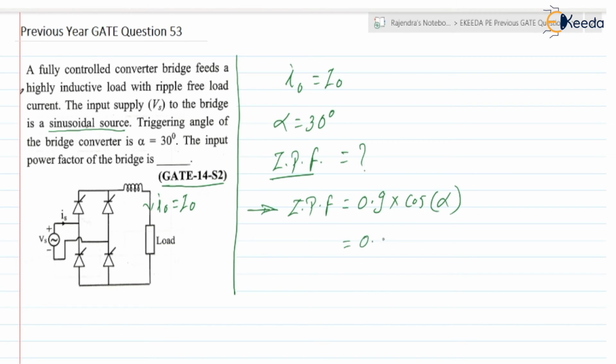So it is 0.9 into cos alpha, that is cos of 30 degree. 0.9 into cos 30 degree. So if you check, it is equal to 0.9 into cos 30. So it is 0.78. This is the input power factor. Very simple question.